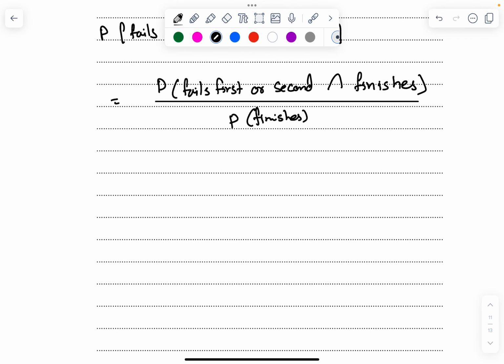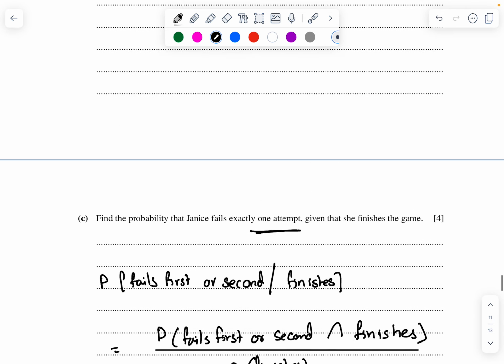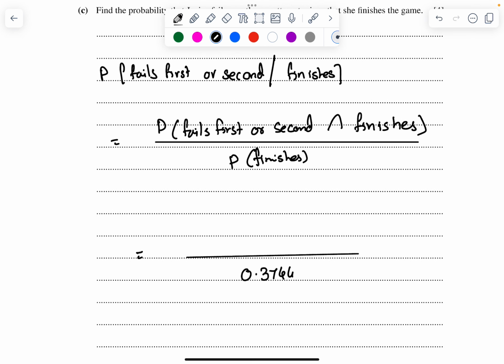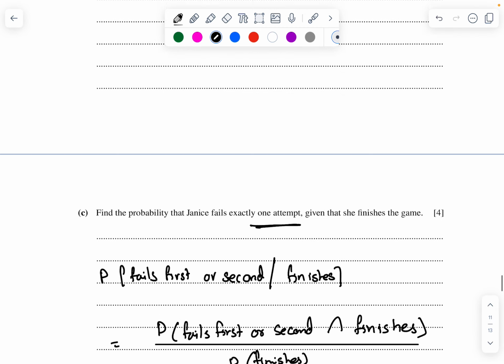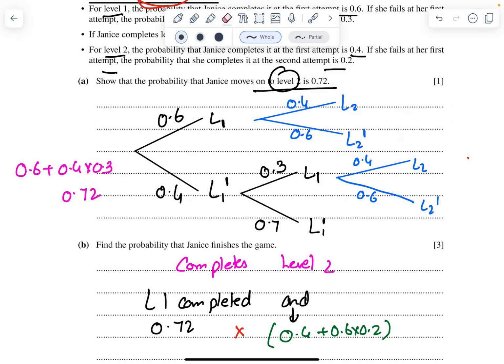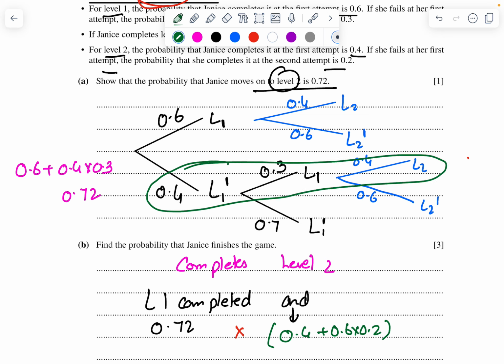So what should be done? We know the denominator is going to be our part B answer, which is 0.3744. Coming to the numerator, fails first or second and finishes the game. So we go back here and erase this. Now she has to fail the first or the second and finish the game. If she fails the first and finishes, it is 0.4 times 0.3 times 0.4.